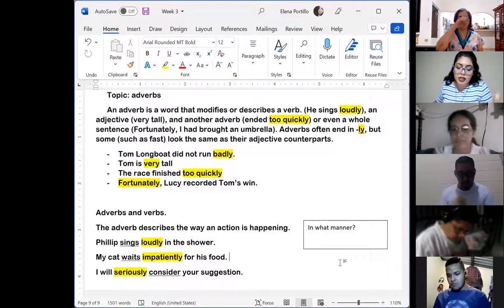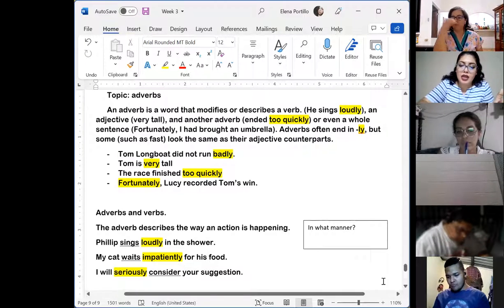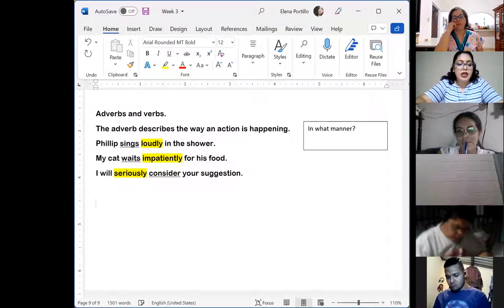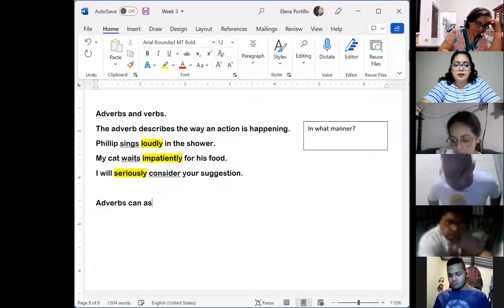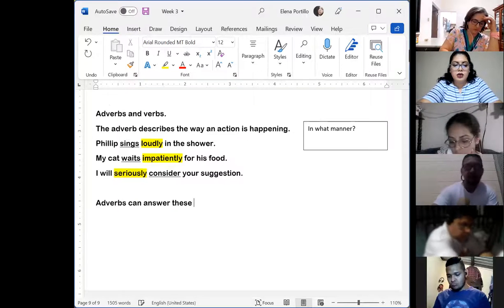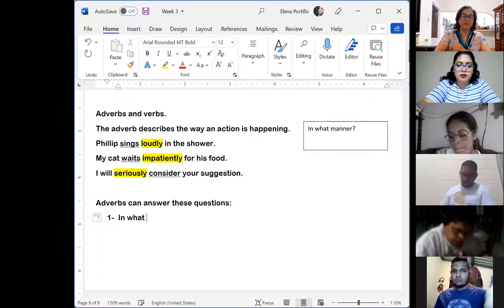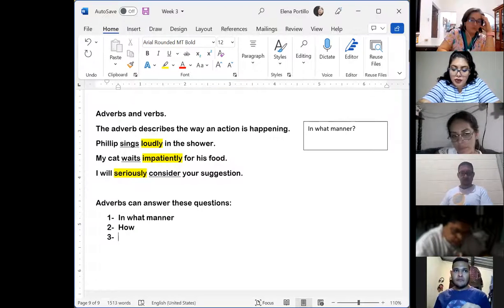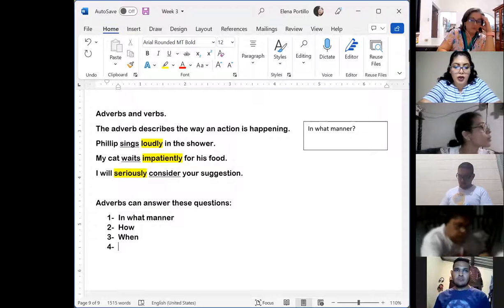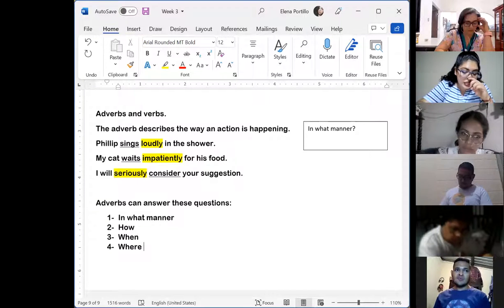Adverbs can answer other types of questions about how an action was performed. They can also tell you when and where. So in this case, we can write it like this. Adverbs can answer these questions. And we have, in what manner is the number one. The number two is how, for example. Number three, when. And number four, where. So in this case, the adverbs can help us to answer those questions in the sentence.